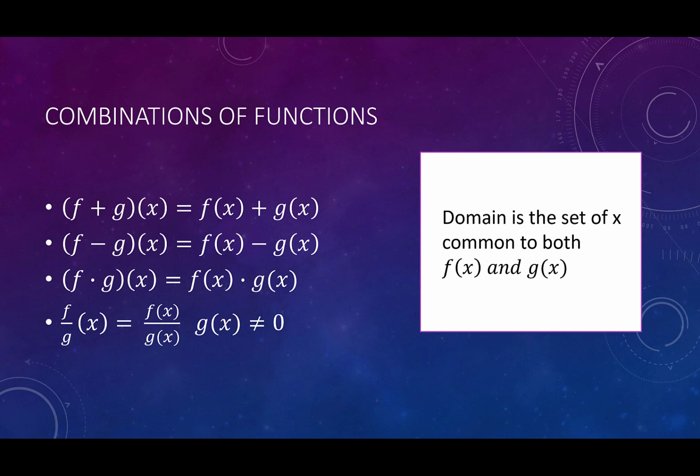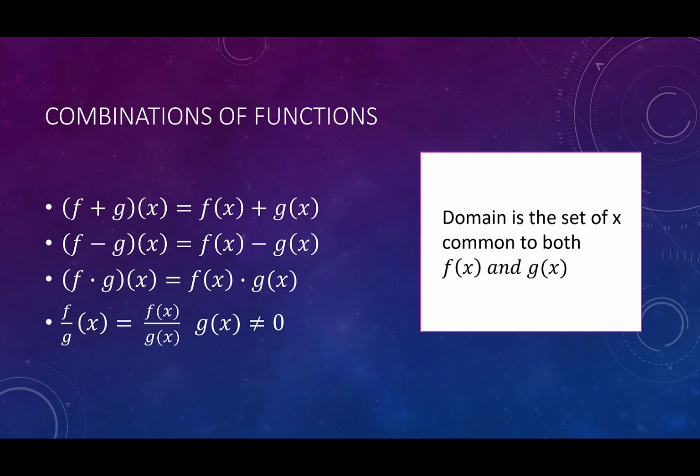So if it says f plus g of x, it means you're going to add f of x plus g of x. Same thing, if I say f minus g of x, you'll subtract f of x minus g of x. F times g of x will be f of x times g of x, and then f over g of x is f of x over g of x.